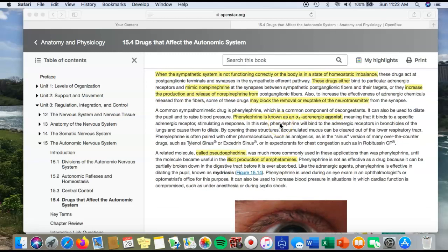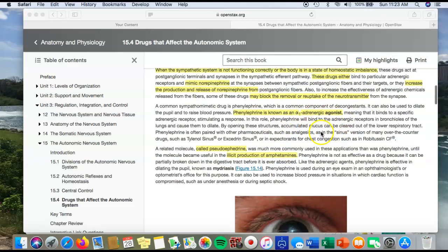One common sympathomimetic drug is phenylephrine, and it's a common component in decongestants, and it's what is mostly used today in things like Tylenol or Excedrin. It does great things if you have sinus congestion, it can basically stimulate them so that you can get this mucus out.